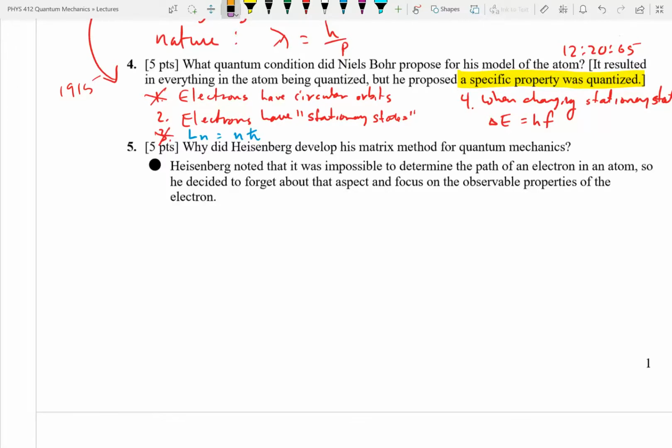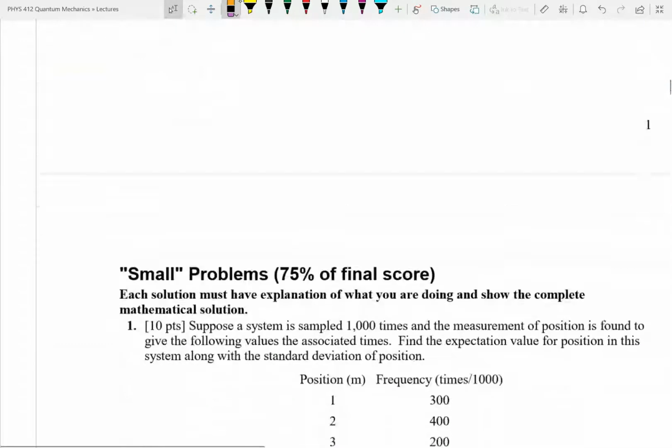He knew that it was impossible to determine the path of an electron in an atom, so he decided, forget it. Can't know it, not going to spend time on it. And so he said, let's just focus on the things that are observable, the things we can determine, and try to categorize them and figure out what patterns are involved. And then in trying to recognize the patterns, develop the matrix method.